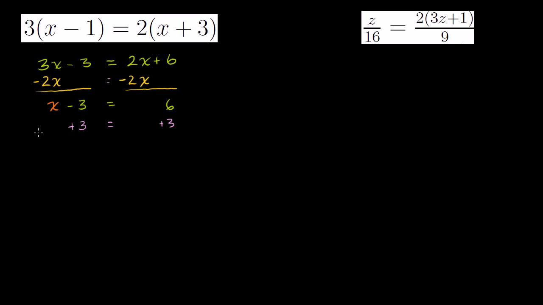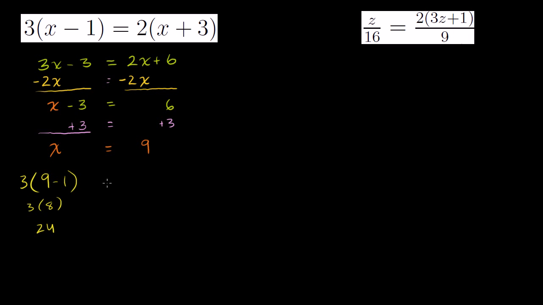But if you add 3 to both sides of this equation, the left-hand side of the equation becomes just an x, because these two guys cancel out. X equals, and then 6 plus 3 is 9. And we are done. And we can even check our answer. 3 times 9 minus 1 is what? This is 3 times 8. This is 24. So that's what the left-hand side equals.